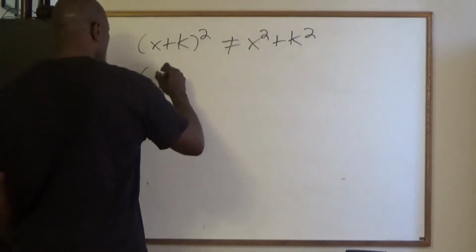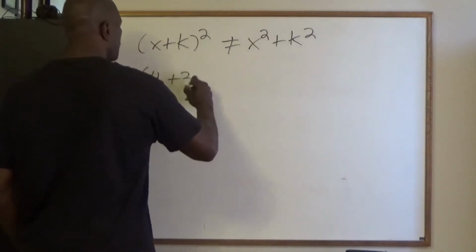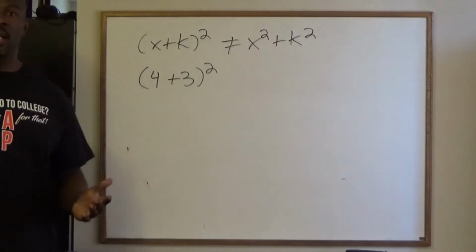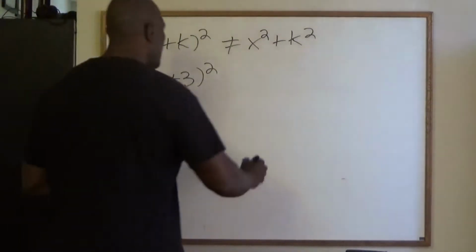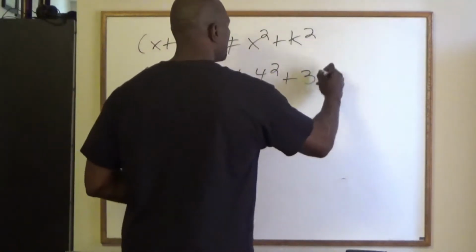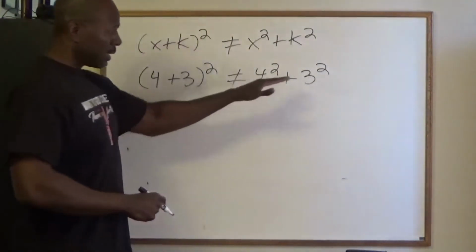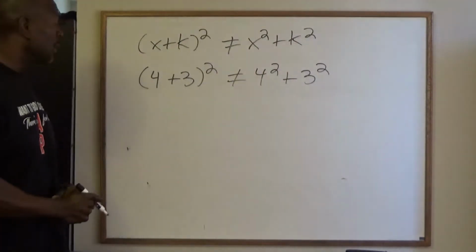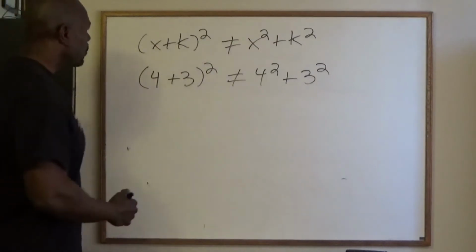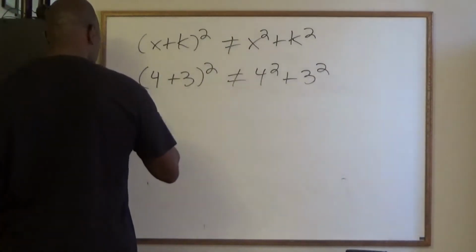is, say I had 4 plus 3 squared. 4 plus 3 squared we know is 49. It's 7 squared. It's not 25. It's not 4 squared plus 3 squared. It's not 16 plus 9, 25. It's 49. So how do we square x plus k?